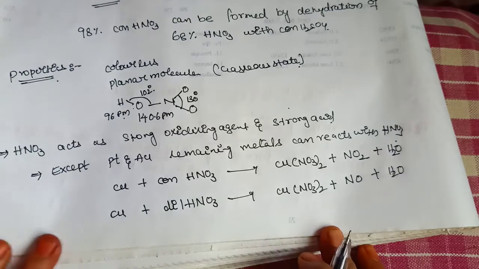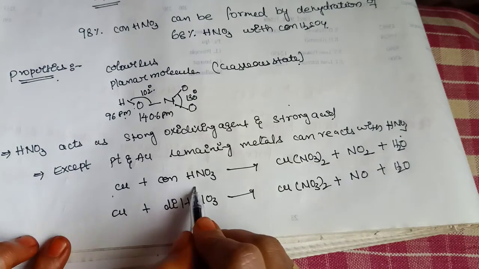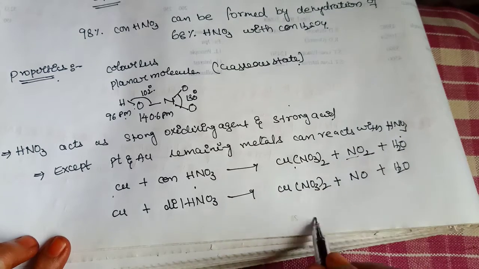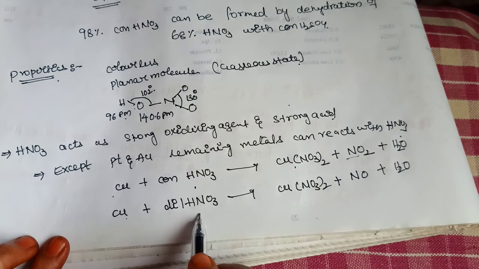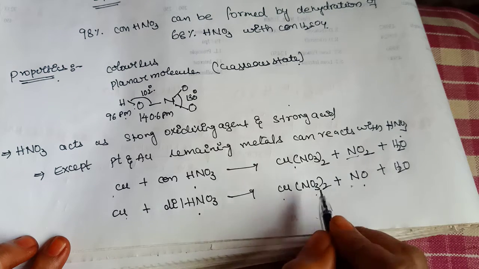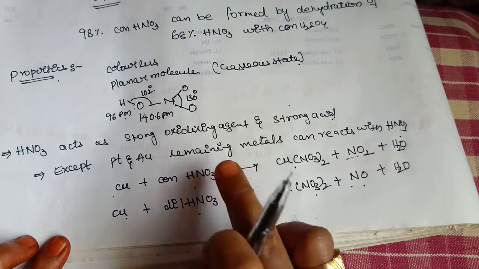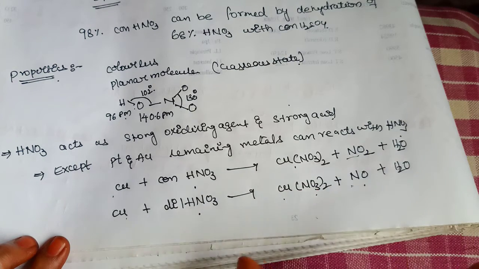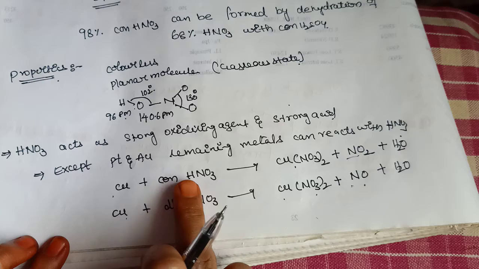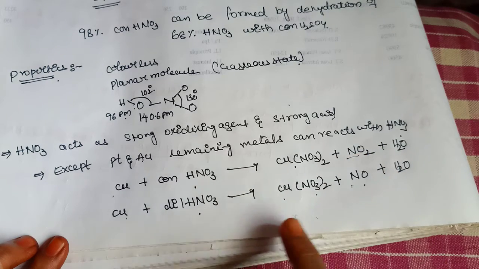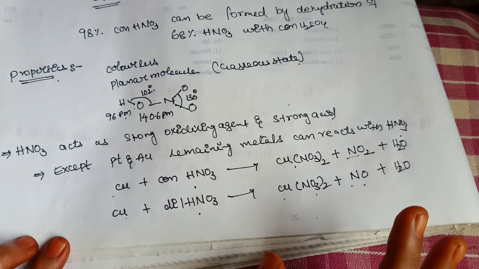Are you able to understand, children? If copper reacts with concentrated HNO3, it gives copper nitrate and nitrogen dioxide. Copper reacts with dilute HNO3, it gives nitric oxide. Copper nitrate and water are common, but concentrated HNO3 gives nitrogen dioxide gas, and dilute HNO3 gives nitric oxide.